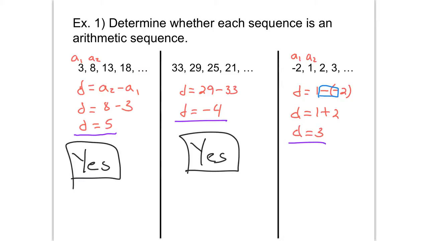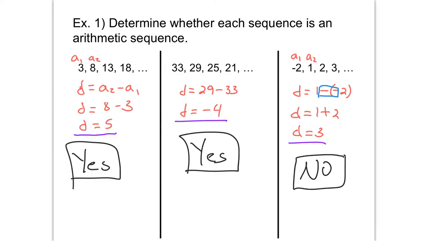I'm adding 3 every time. That's a positive 3, so I'm adding. If you have negative 2 plus 3, that is positive 1. But the next one, positive 1 plus 3 is 4. Nope, we don't have a 4, we have a 2. And if you check the next one, 2 plus 3 is 5. Nope, we don't have that. We have a 3, not a 5. So in this case, it didn't work every time. It works here when you take negative 2 plus 3 is positive 1, but the next one doesn't work. So since it doesn't work every time, we say no, it is not an arithmetic sequence.